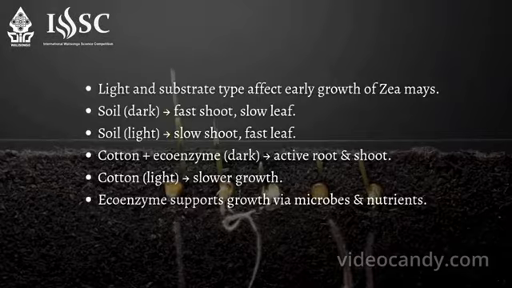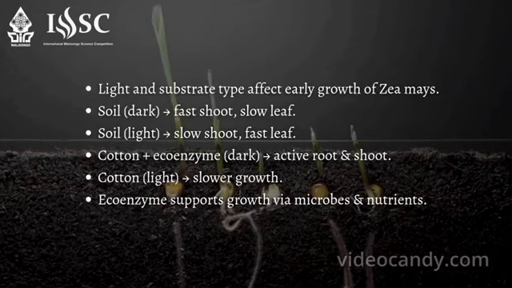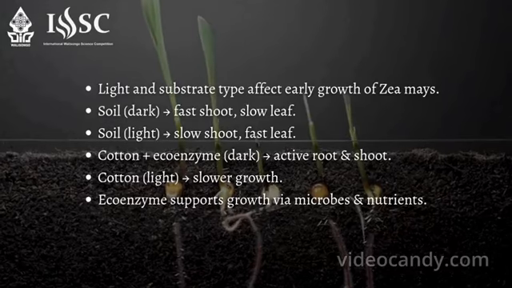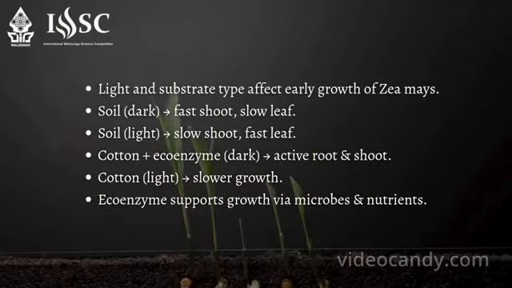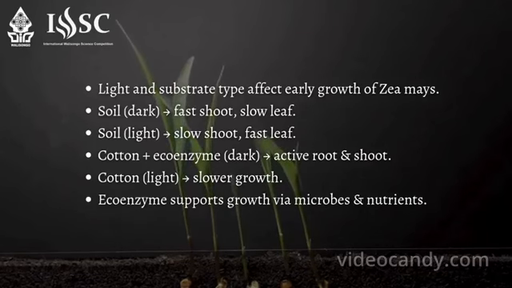This experiment shows that light and substrate type significantly affect the early growth of corn. Soil in dark conditions led to rapid shoot elongation, while light accelerated the emergence of leaf primordia. In moist cotton with ecoenzyme, darkness promoted root and shoot growth, while light slowed it down. This ecoenzyme helps to support growth by enhancing microbial activity and nutrient retention.